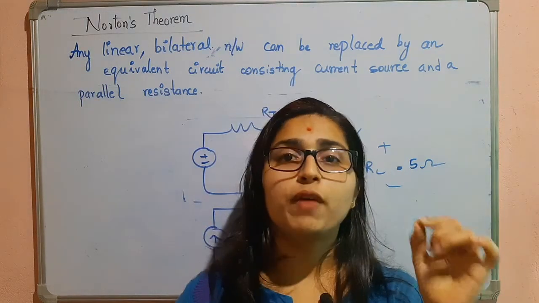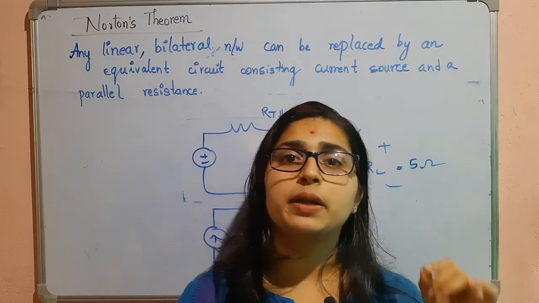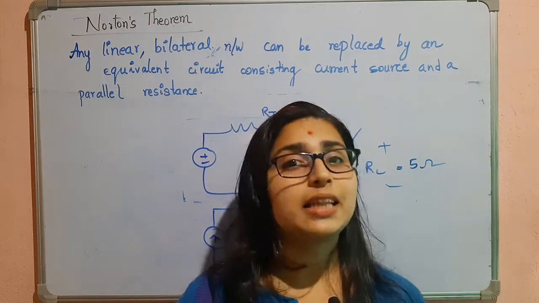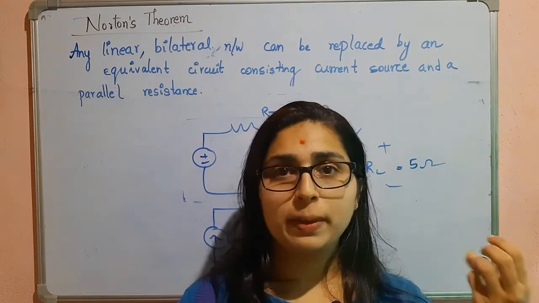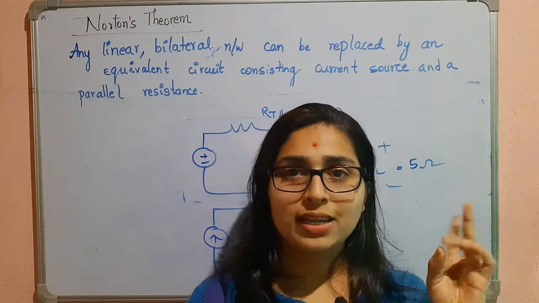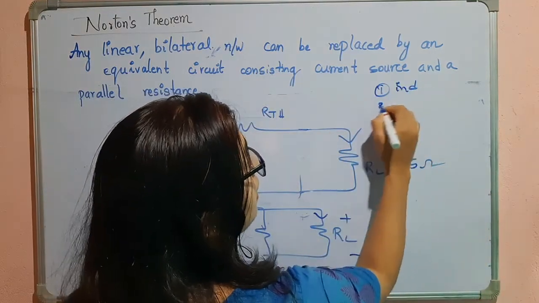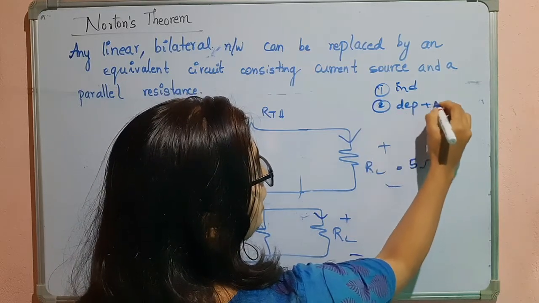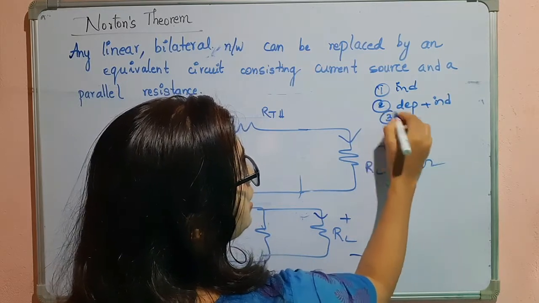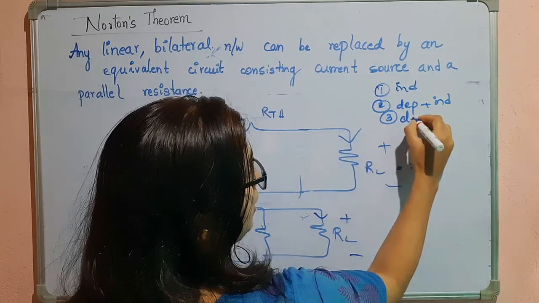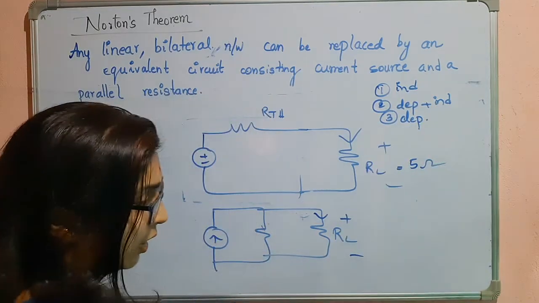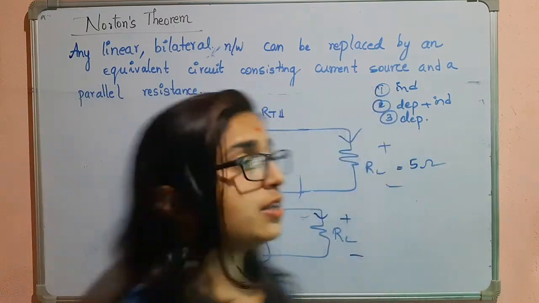The procedure of finding the Norton's resistance remains the same as in the case of Thevenin's theorem. We will have 3 different cases. One is only independent sources. The next one is dependent plus independent sources. And the third one is only dependent sources. So remember how to find out the Norton's current.